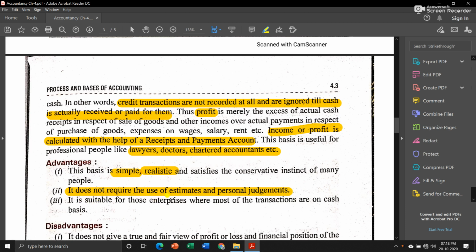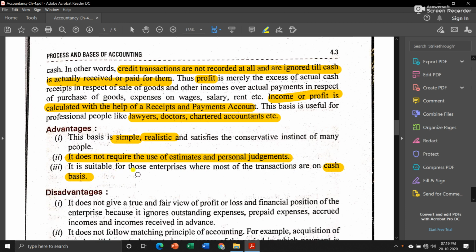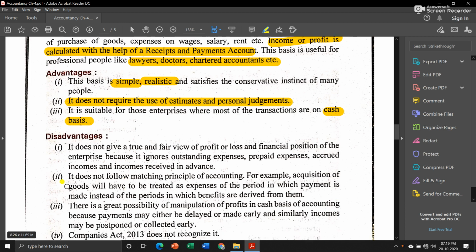Then it is suitable for those enterprises where most of the transactions are on cash basis. Means even though this basis is suitable for professionals, still some business enterprises can also use this basis if they deal in cash transactions and not in credit. Then there are some disadvantages as well.